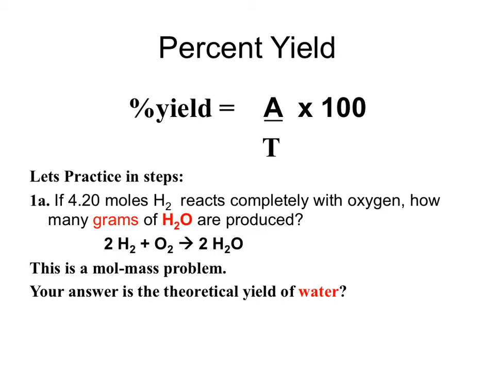If 4.20 moles of hydrogen react completely with oxygen, how many grams of water are produced? So you can see that your unknown is grams of water and your known is 4.2 moles of hydrogen. As stated earlier, I'm going to do a road map, moles of hydrogen to grams of H2O. And we'll go ahead and do this problem. We'll start off with 4.20 moles of hydrogen.